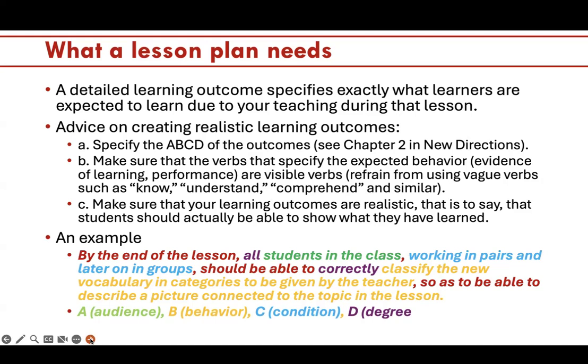As you can see, the condition is how are they going to learn? Well, basically working in pairs and later on in groups. And the degree is the purple, which means all the students, the degree of students, and correctly classify the new words, because that is the degree of correctness that you want in this case. The behavior is the classification and the description of the picture. So once you have this, it's time for you to think about how you're going to sequence your class.